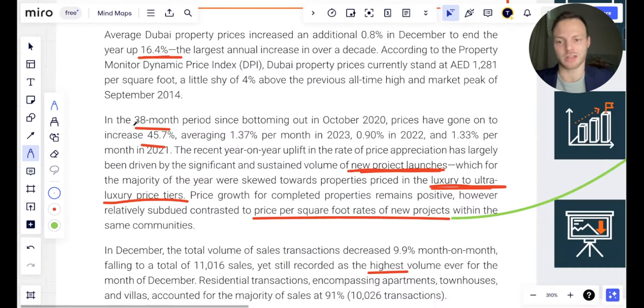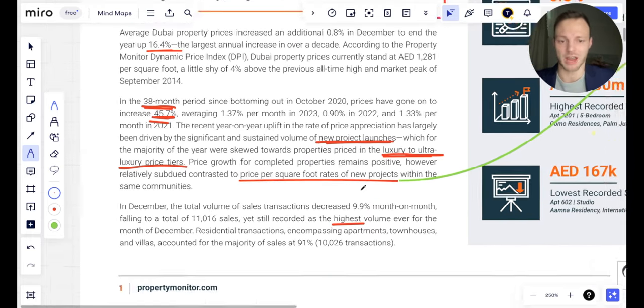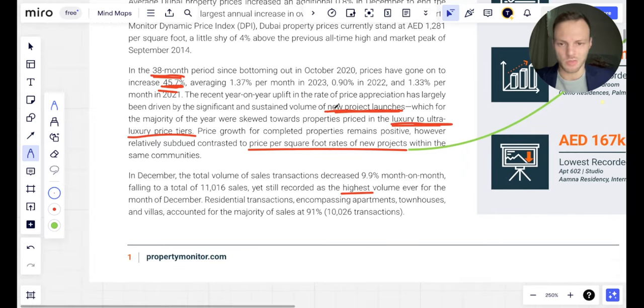The real estate market has gone up for 38 months straight, which is genuinely insane. This equates to 45%. These are the type of numbers you would expect to see in cryptocurrencies and not real estate. They've also mentioned here that a lot of the demand has come from new project launches, especially in the luxury to ultra luxury section.